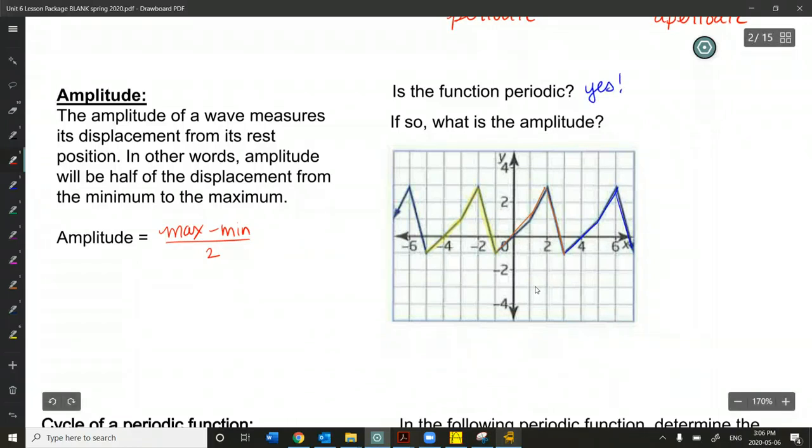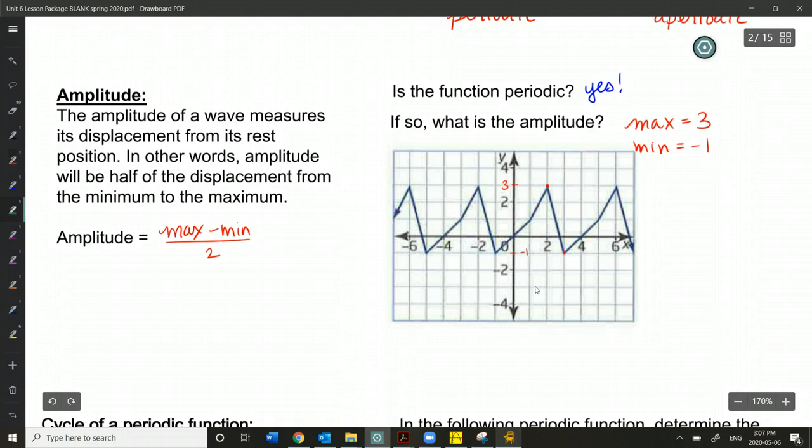And if so, what is the amplitude? In order to find the amplitude of this function, we want to locate the highest y value and the lowest y value, the maximum and the minimum. The highest y value that I can see here is 3, and the lowest y value that I can see here is -1. So our maximum is 3 and our minimum is -1.